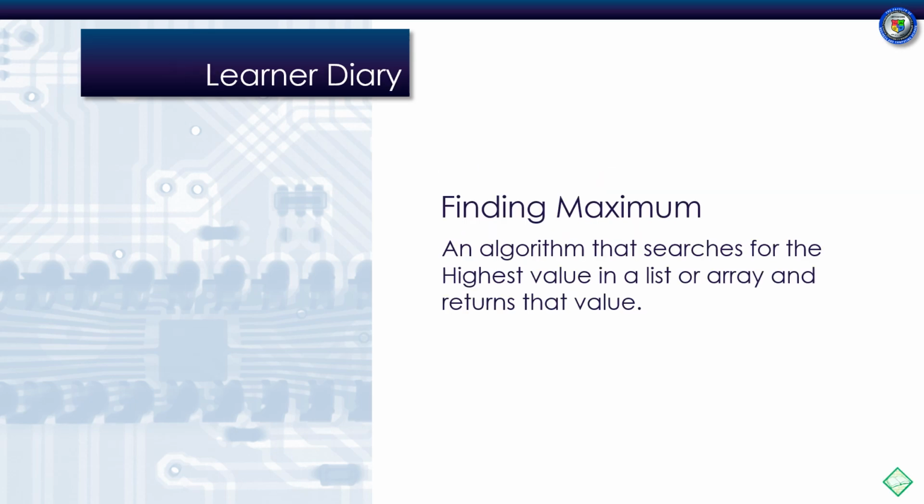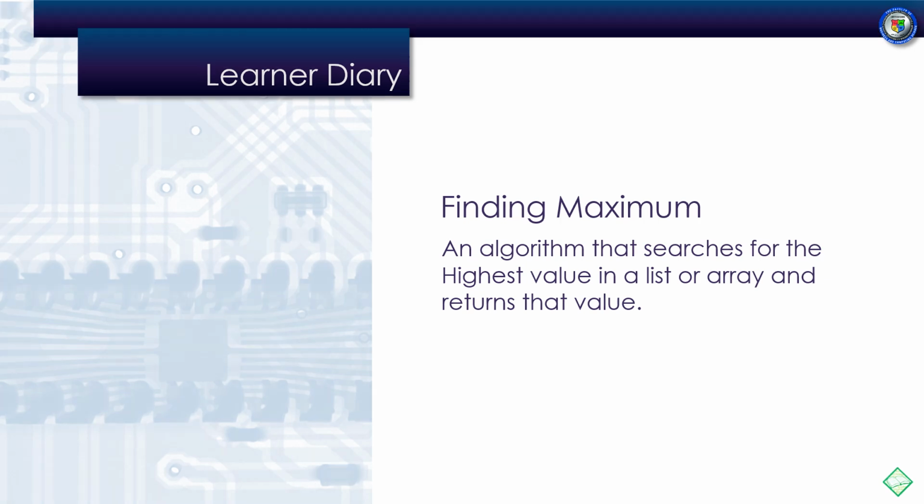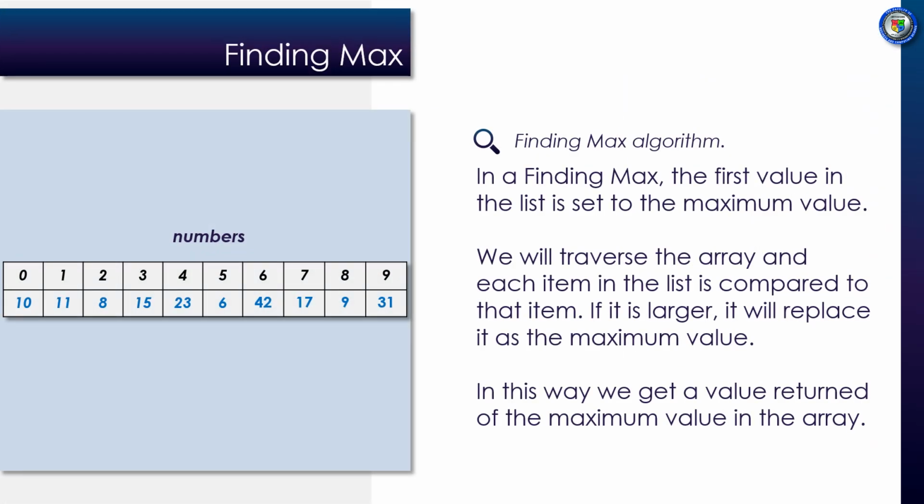A definition to start the lesson. Finding maximum is an algorithm that searches for the highest value in a list or array and returns that value. The finding max algorithm is the opposite of the finding min algorithm we looked at the last lesson. Again, we will use the array numbers, which has 10 elements indexed from 0 to 9 for this example.